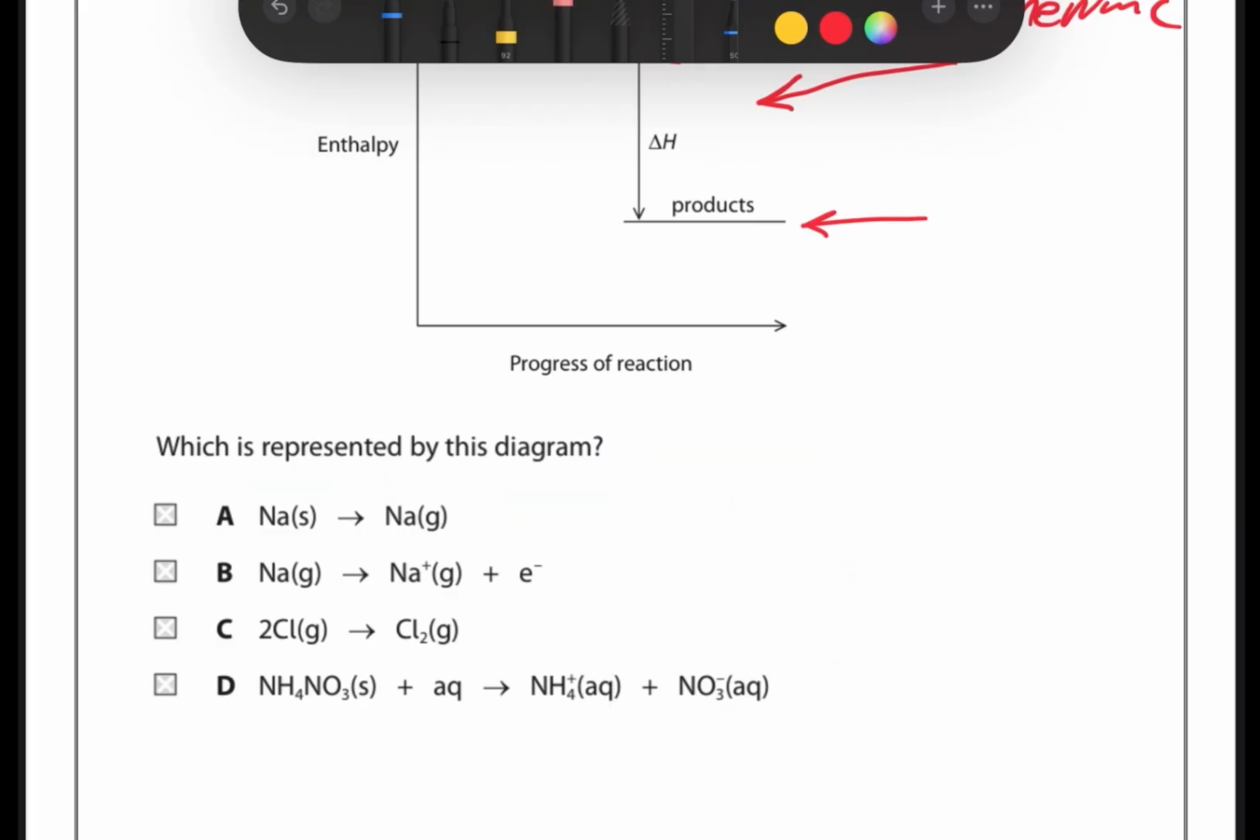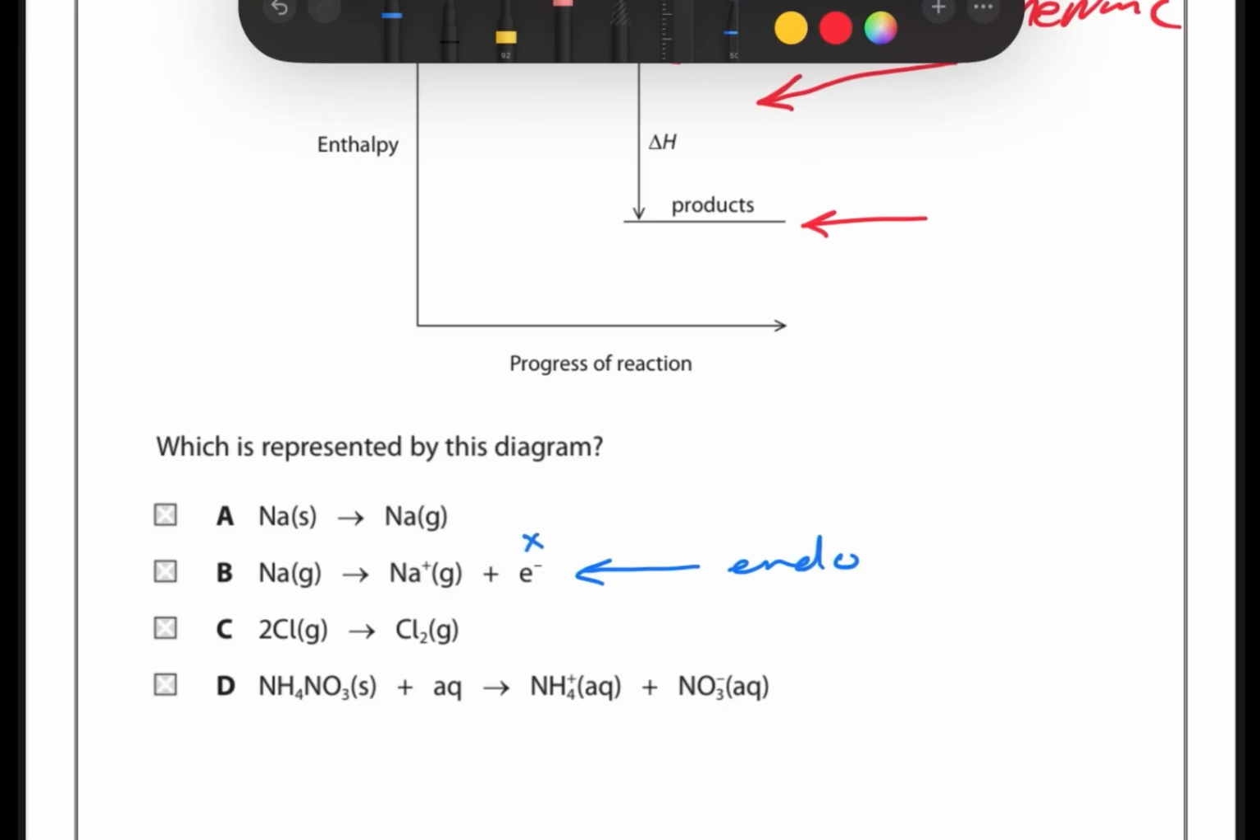Let's jump to B. B represents something we talked about and covered in Unit 1, which is the ionization energy. If you remember the definition of ionization energy, it's the amount of energy required to remove an electron from the outer shell of an atom. Since we say energy required, this reaction is surely endothermic. It requires energy, so we exclude B also from our answer.